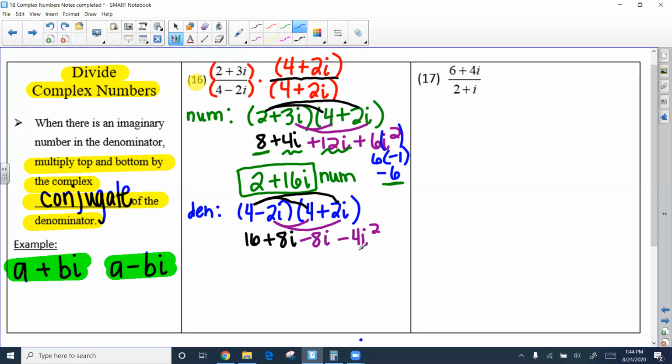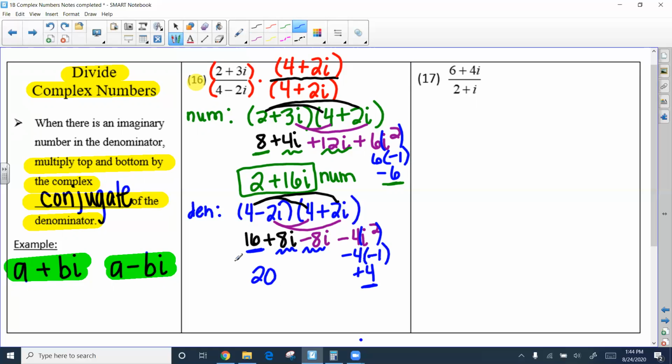So this last term, -4i squared, can simplify. i squared, remember, is -1. So this term is -4 times -1. And a negative times a negative would become +4. So now if I combine like terms, I'm combining the 16 and the 4, which is 20. Now notice if I combine the i's, 8i and -8i, that adds up to 0.